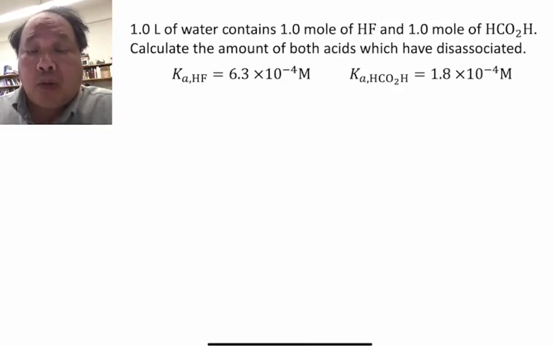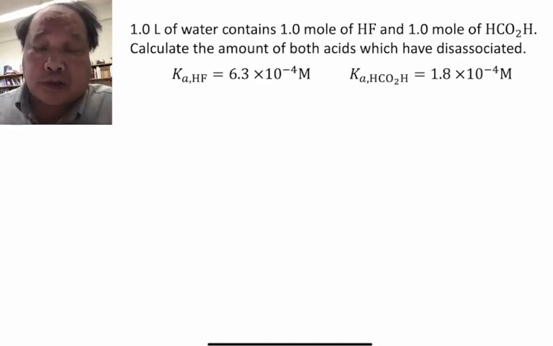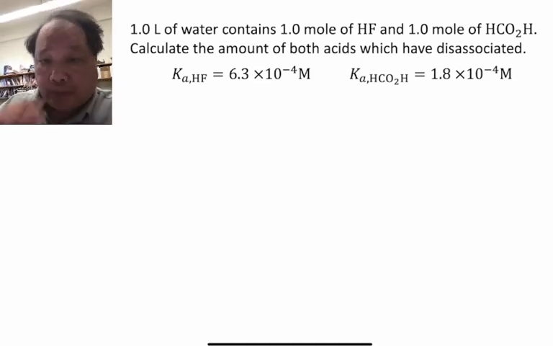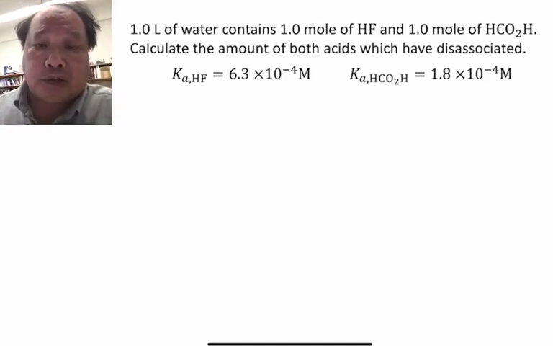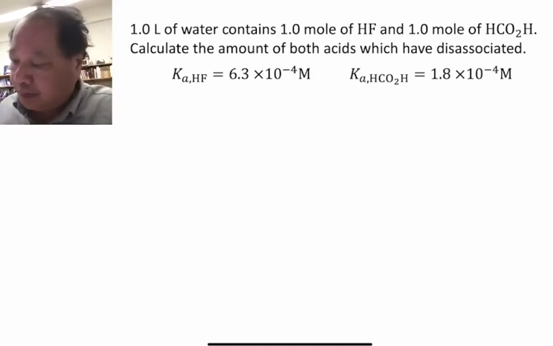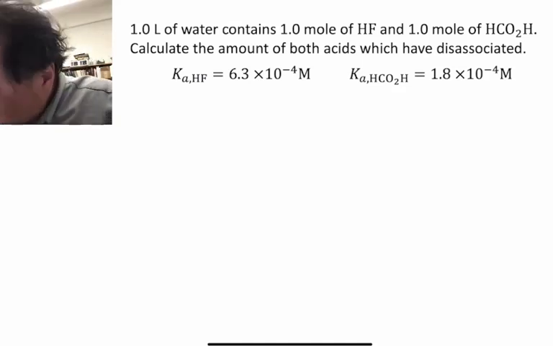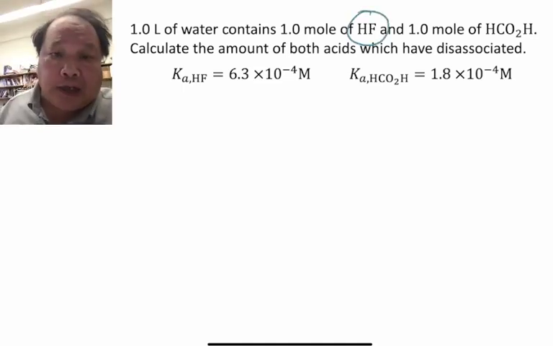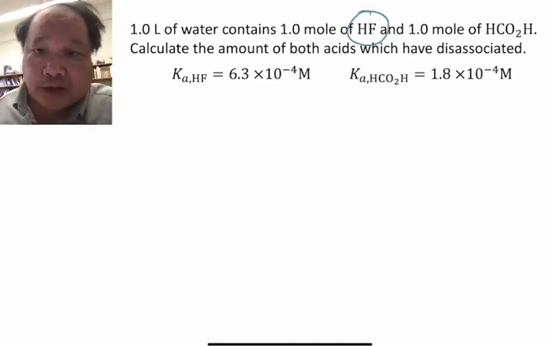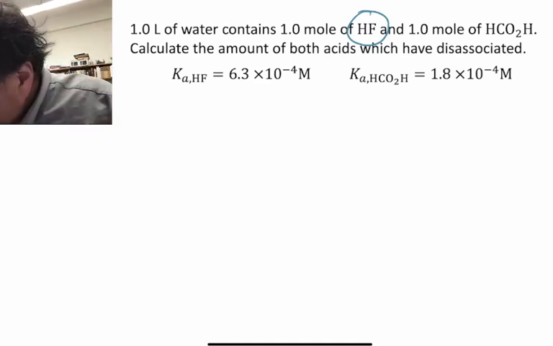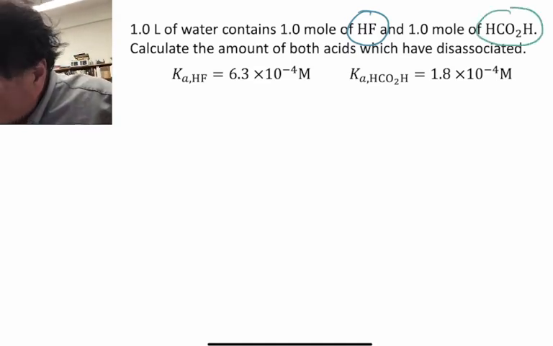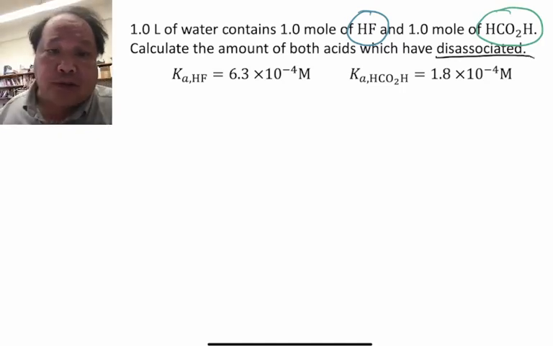Hi, in this video we consider another problem with two acids. But unlike the last problem where the Ka's of the two acids were very different from each other, in this problem the Ka's of the two acids will be quite similar. So in this problem we have again 1 liter of water and 1 mole of HF. And now we have 1 mole of formic acid, HCO2H. And we want again to find out the amount of dissociation of both acids.